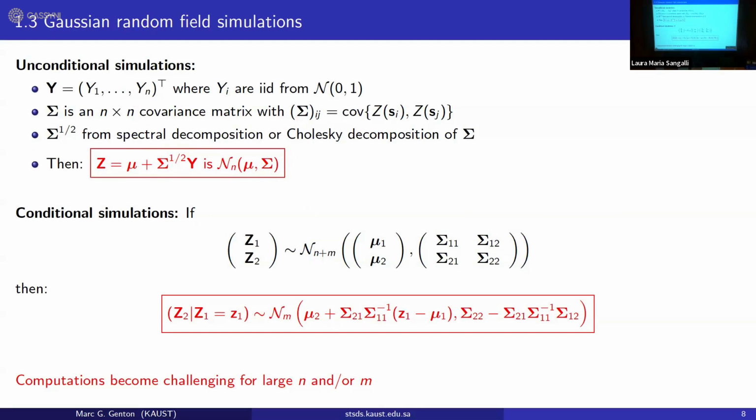The conditional version is that if you have now observed n values that we'll put in z1, this is the same equation as before, but what we want to do is to simulate from this multivariate normal distribution of dimension m. So we'll need a Cholesky factorization of this matrix. And once again, when n and m are large, this will be computationally challenging.